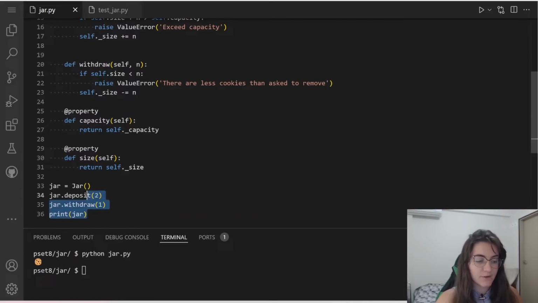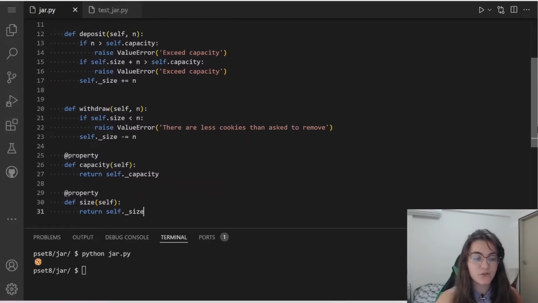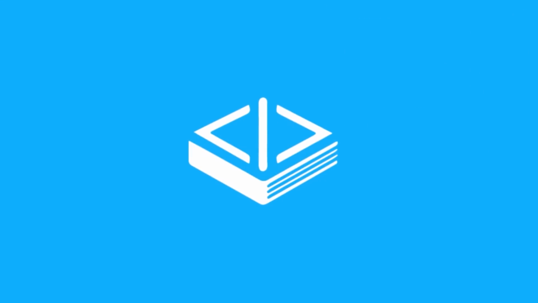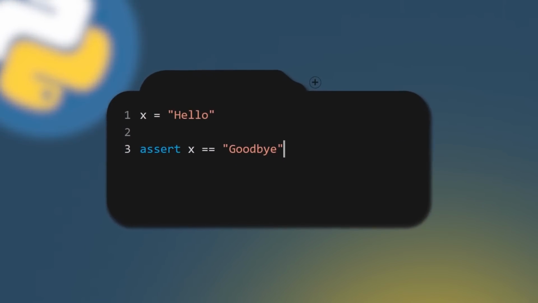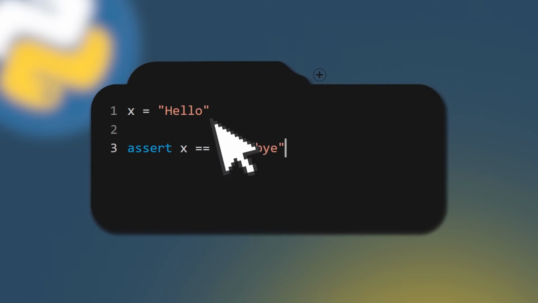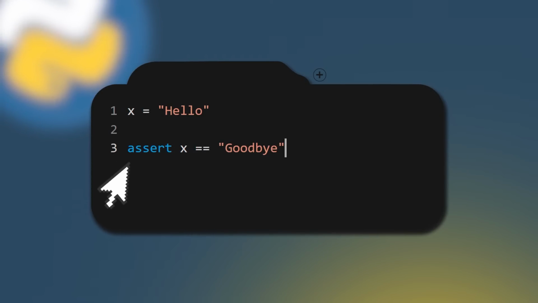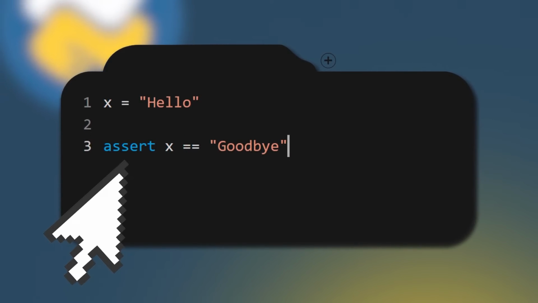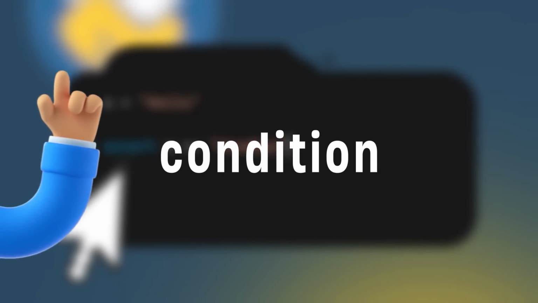All right, now let's work on testing this code. Okay, and to test, let's understand how we can test things in Python. For example, we have a variable x equals "hello". If we want to check, we do x = "hello", assert x == "goodbye". The assert keyword lets you test if a condition in your code returns true.